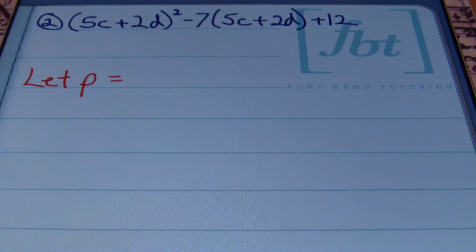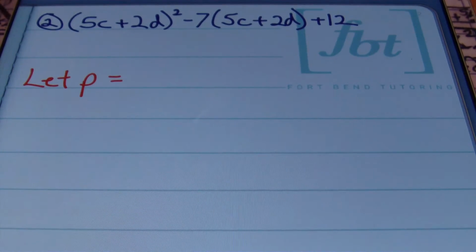All right. For our problem number 2, we have the quantity of 5c plus 2d squared minus 7 times the quantity of 5c plus 2d plus 12. Unlike our previous problem, we don't have a set of parentheses with a quantity that's the exact same in each and every term. In other words, we don't have a common factor that's identical, something that stands out to us as being the exact same in every single term, because the number of terms here is 3.